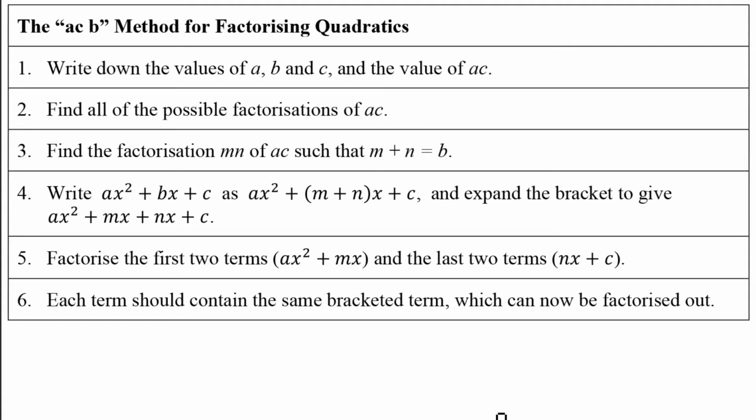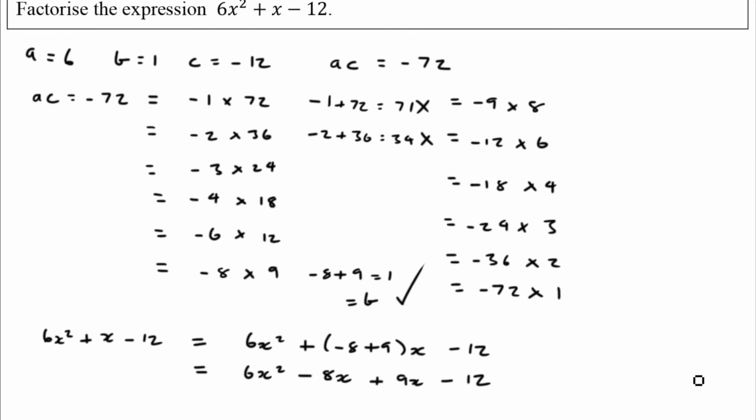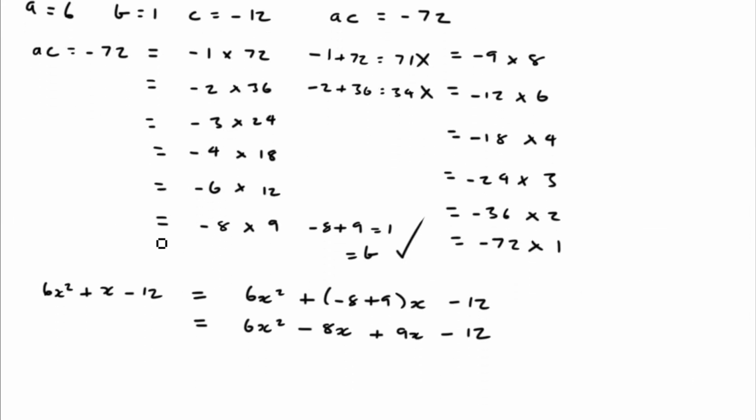Step 5 is to factorize the first two terms and the last two terms. The first two terms are the 6x squared subtract 8x. So if we factorize these pieces, what is common to both pieces? Well, they're both multiples of 2 and they both have an x in them. What would that leave us? That would leave us with 3x subtract 4. We also have to factorize the second two terms. What's common to both of those? Only a 3. If we factorize out a 3, we have 3x subtract 4.